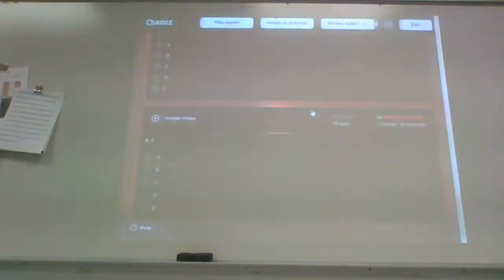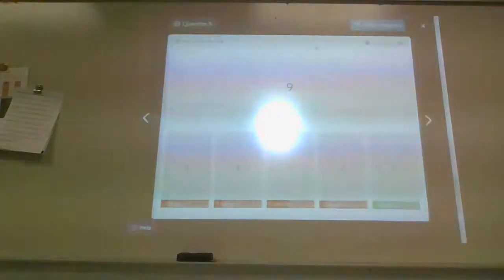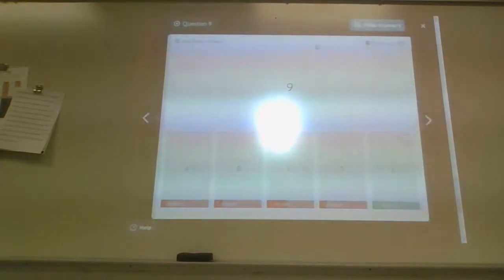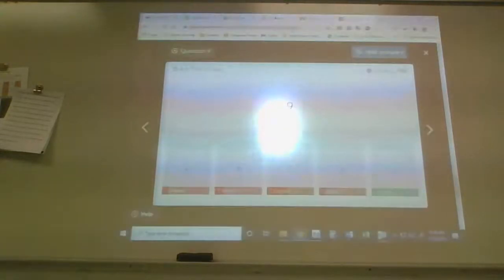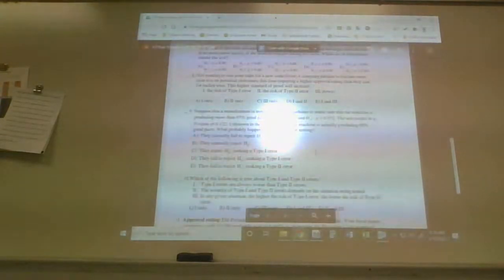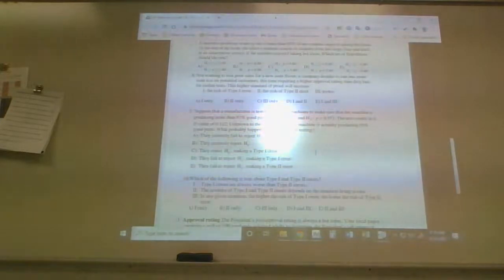My marker. So for number 9, boom. A bunch of you chose C. A bunch of you chose C. Obviously, 2 of you chose E, the green one. What was C again? C was they reject the null, making a type 1 error.